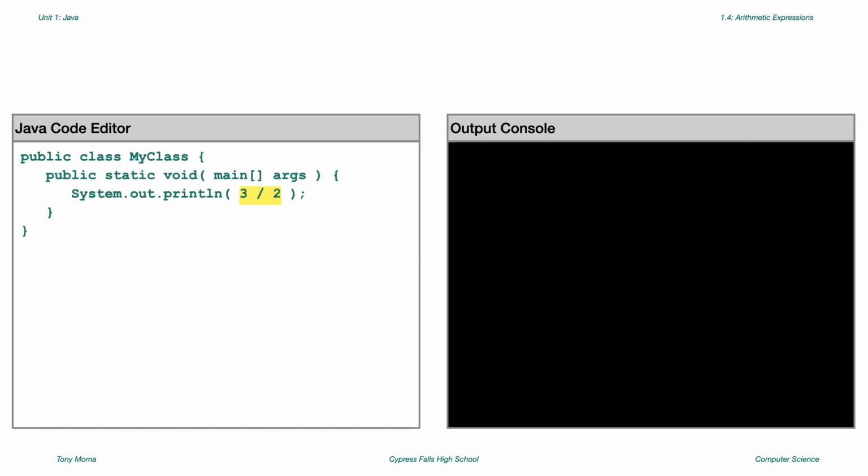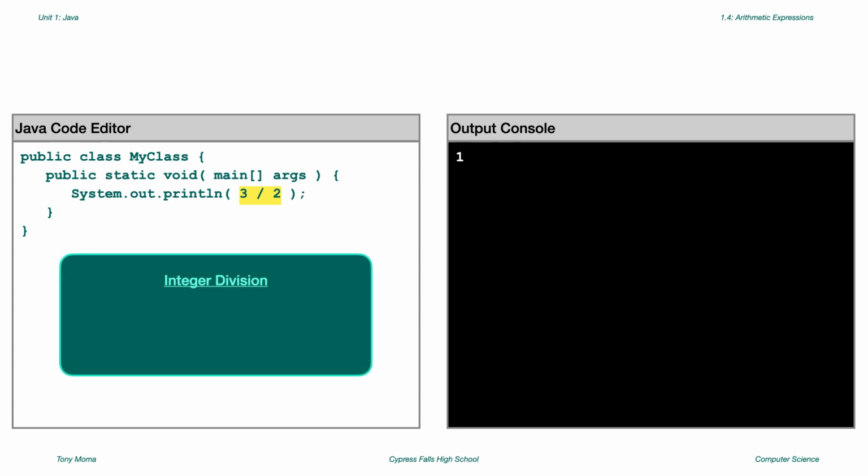Okay. Now consider the following print statement. In this statement, we're printing the result of dividing 3 by 2. Your first assumption might be that the output will be 1.5, since in real life, 3 divided by 2 does equal 1.5. However, when we execute this program, 1 gets output to the screen. Why is that? The reason for that is because integer division just took place.